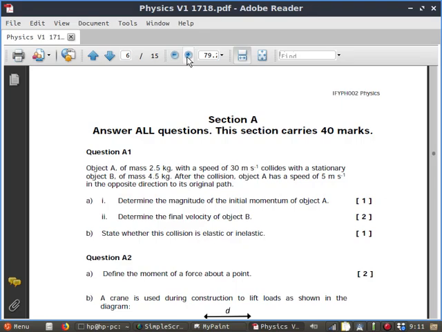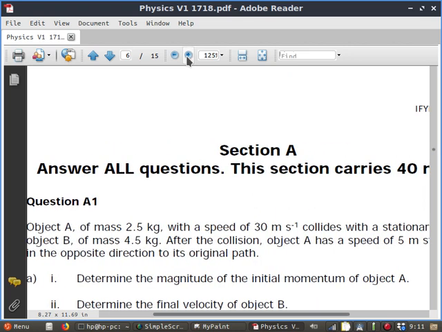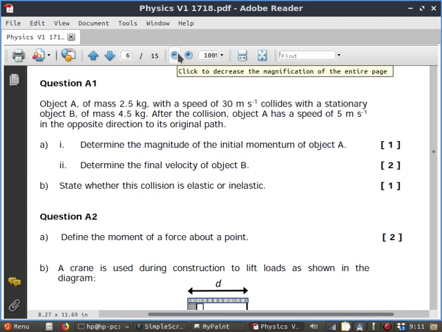Okay. Oh, you can't see that. Let's zoom in. Can you see? A little too much. Okay. Right, stop. Okay, object A. Object A, mass 2.5, speed 30. Okay. There we go.